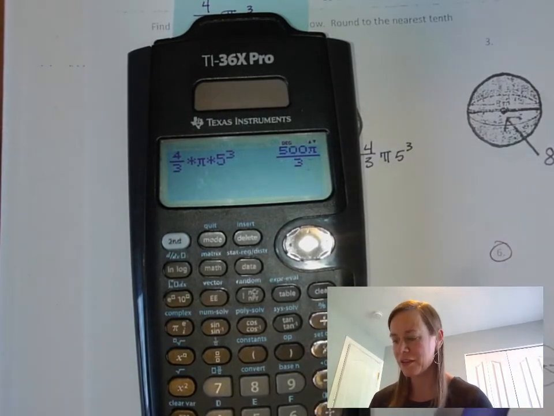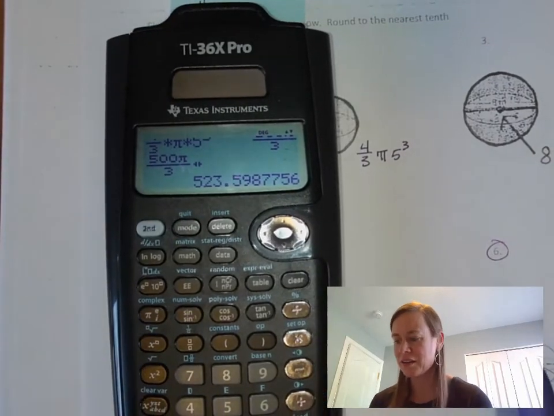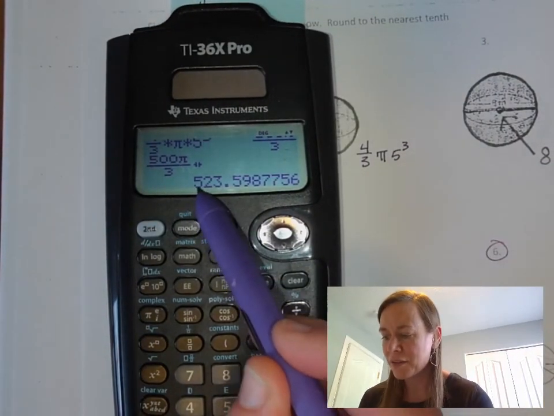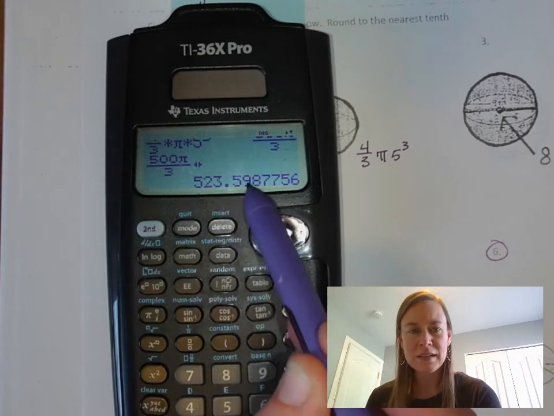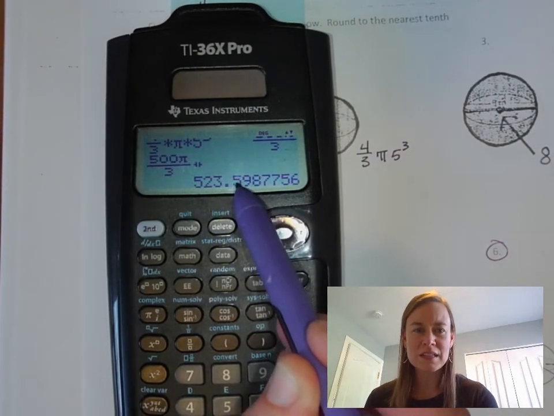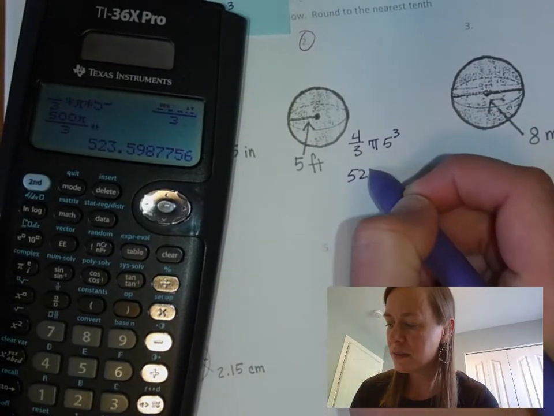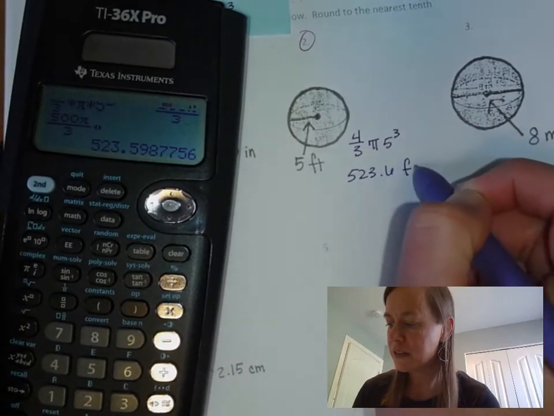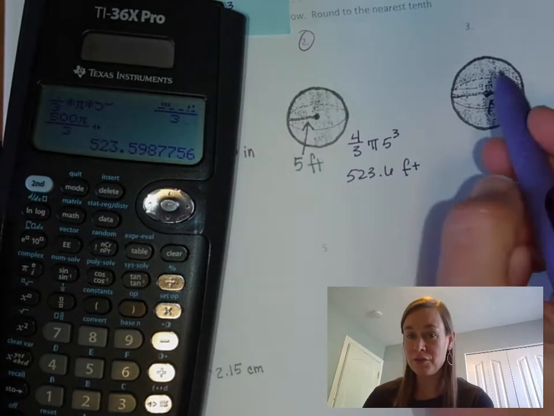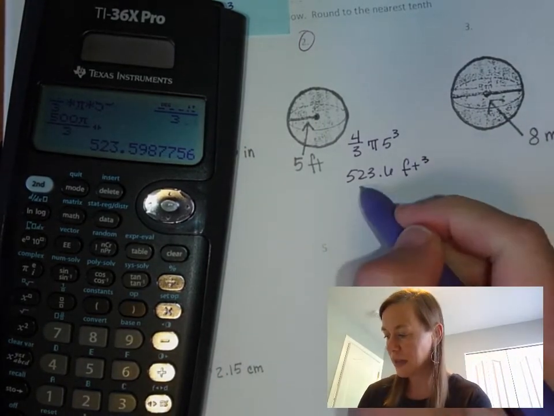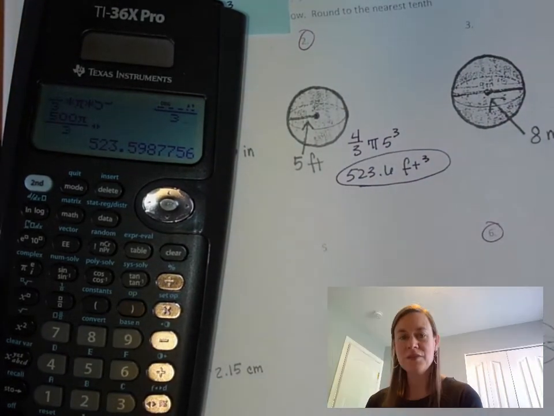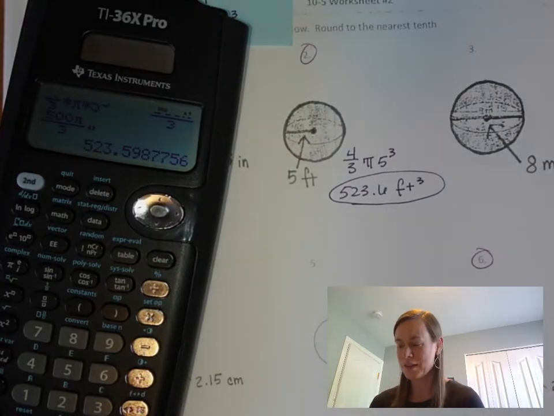Okay, so that gives me that. I need to get the pi out of there, so I have to push another button on my calculator. And it's going to give me 523 point, let's bump that up to a 6, since we're going to the nearest tenth. So 523.6 feet. And it's volume, so we're going to do feet cubed. Okay, so the volume of that sphere is 523.6 feet cubed.